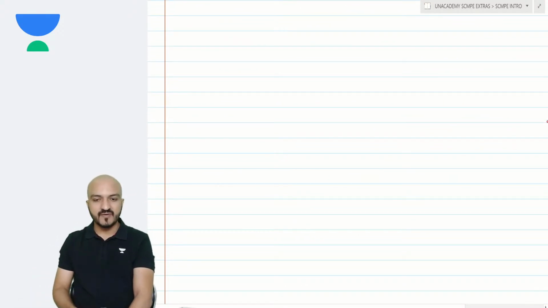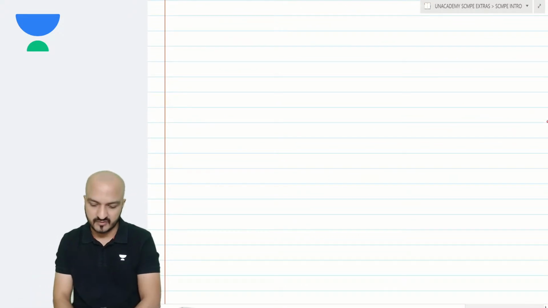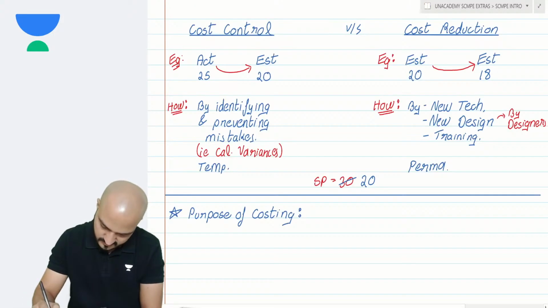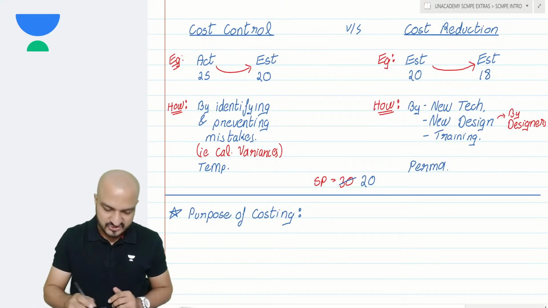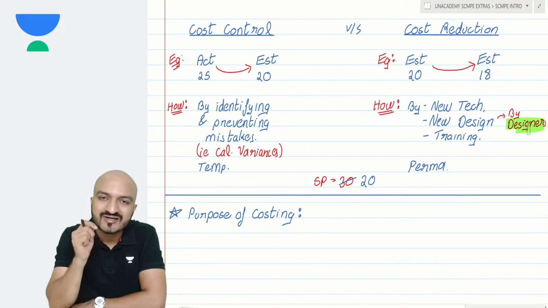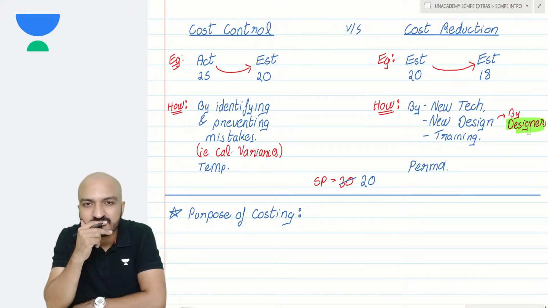By the research and development department. Correct. R&D department. Yeah. The new design is to be created by the R&D department. Then why are you learning cost reduction?